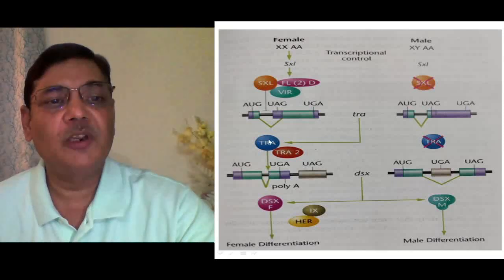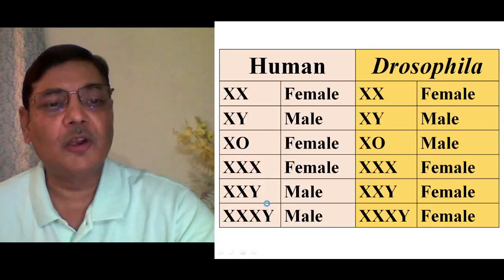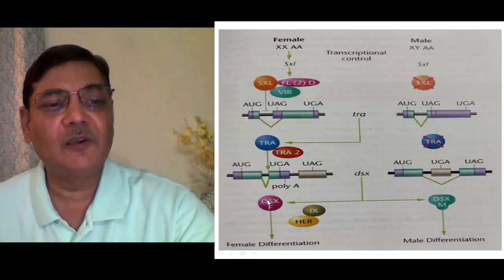And this TRA protein, along with TRA2, helps the processing of the next pre-mRNA, and that is of the double sex gene. So this double sex gene has to provide double sex protein for female or male differentiation. So this has to be processed, and for its splicing, the TRA protein is essential. So TRA protein along with TRA2 helps the splicing of the double sex pre-mRNA and helps the synthesis of double sex protein, which is female, which is the female deciding protein.